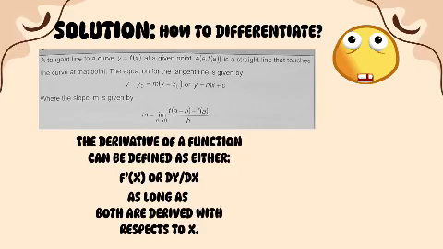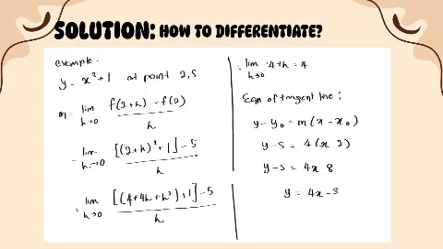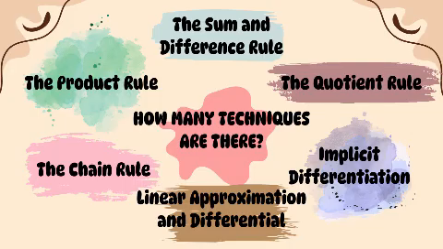So for example, we are given y = x squared + 1 at x = 0.25. As we can see, we just replace the x value with the point, and then we place it in the formula given, and then we can use the answer in the equation of the tangent line to find the slope. How many techniques are there? Currently there are six. So the first one is the sum and difference rule.